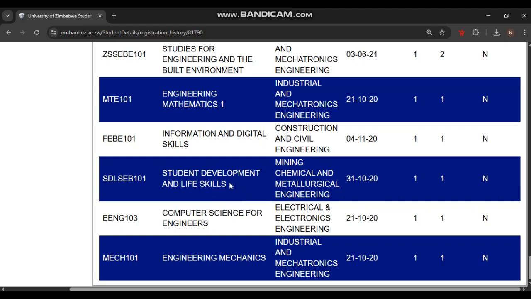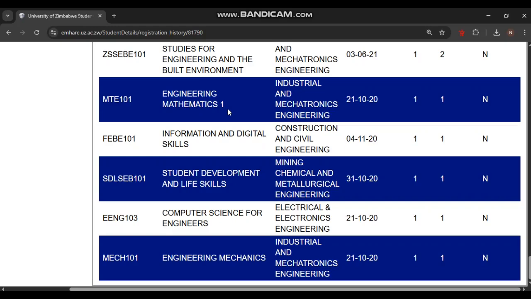Moving on, we have this module called Student Development and Life Skills. This module teaches you how to develop your soft skills, communication, how to navigate the workplaces, something like that. It was quite a helpful module and an interesting one. On the next list, we have information and digital skills. For this module, you learn the basics of computer skills. You learn mainly how to do academic writing. You learn how to do simple word documents, etc.